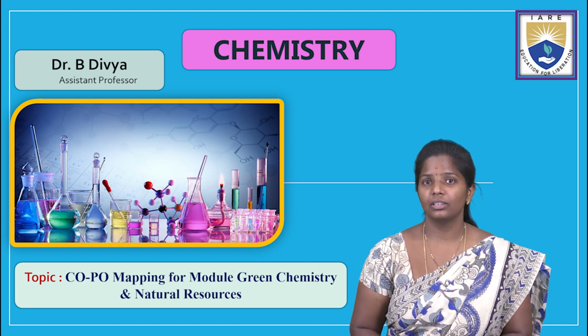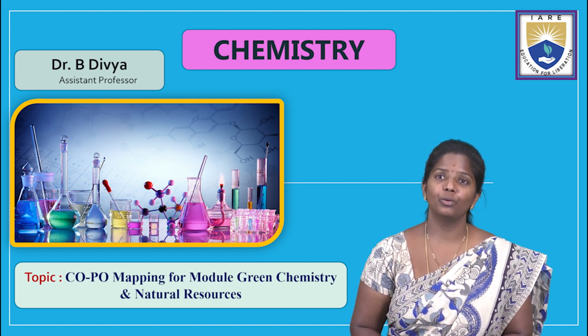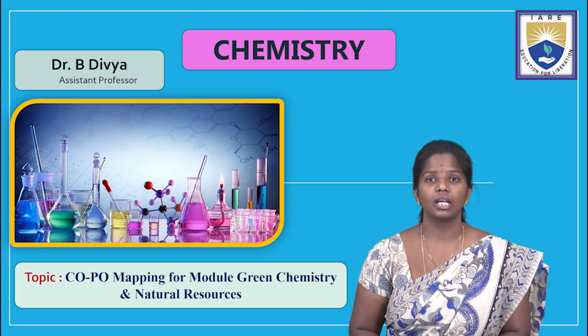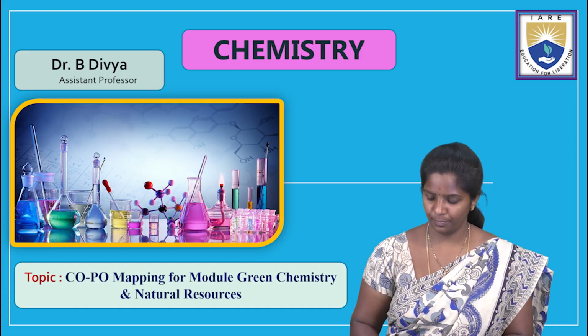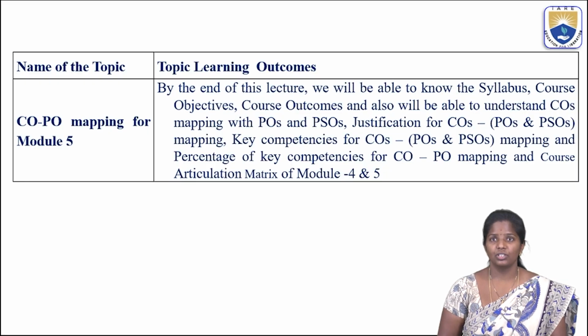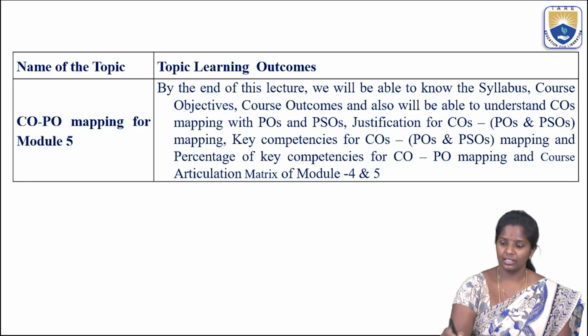So, in continuation with outcome-based education, now we will discuss the CO and PO mapping for one of the modules in chemistry, green chemistry and natural resources. So for green chemistry, by the end of this lecture, we will understand the syllabus.